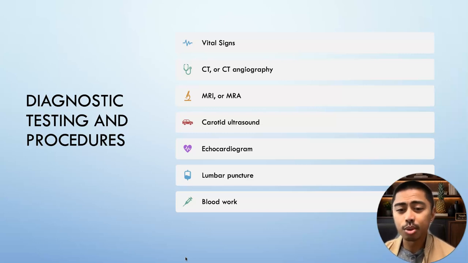Lumbar punctures, we have to be careful with this, especially if someone has an increased ICP, because we know that if we do this, we're relieving the pressure because of the Monro-Kelly hypothesis. We're relieving the pressure through that puncture site, and the brain might herniate if we do that. And for the blood work, this can detect any kind of infection, any metabolic causes, or determine the coagulation status for our patients to see if that has anything to do with what's going on with them.